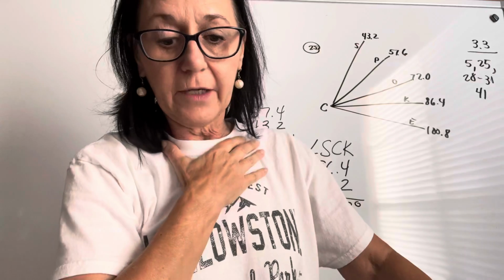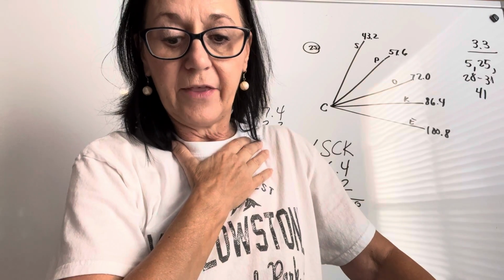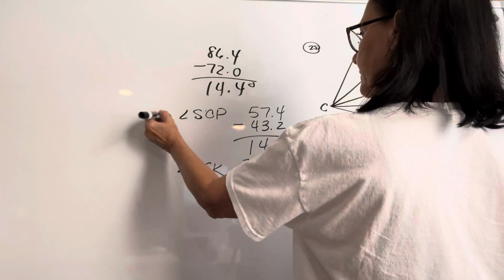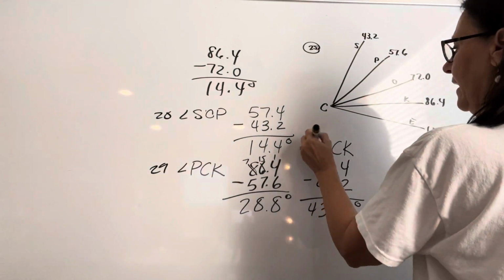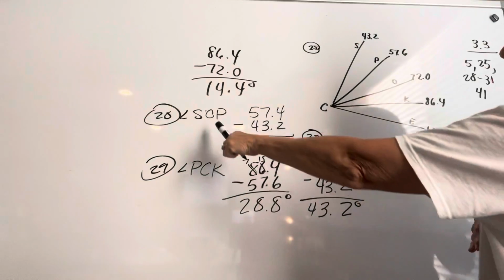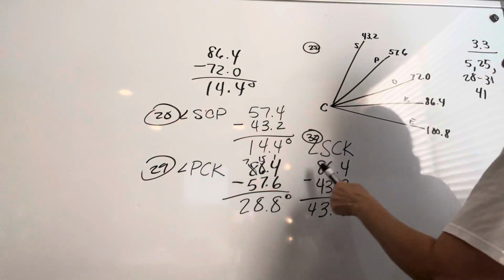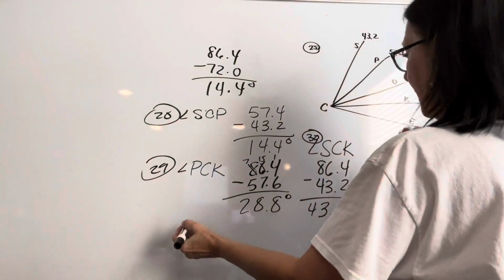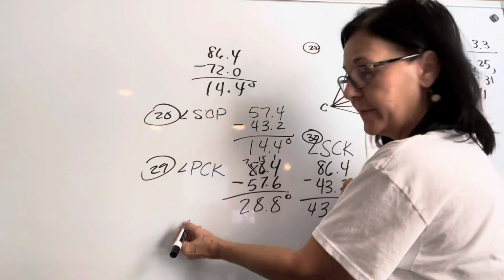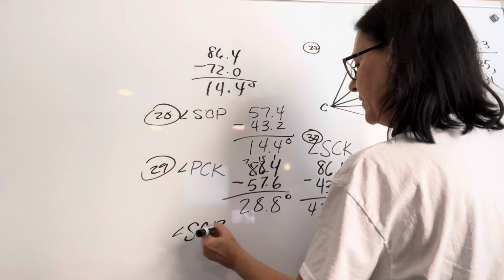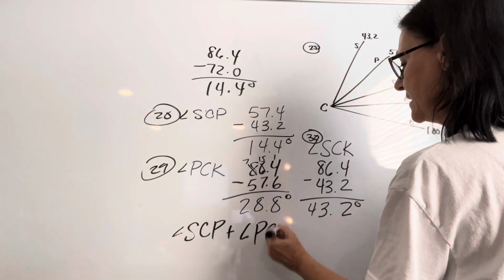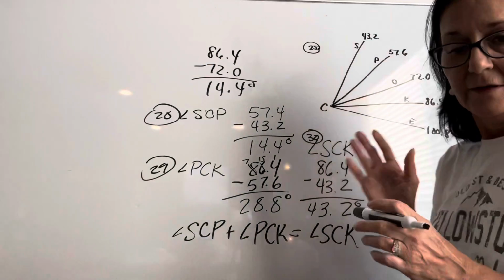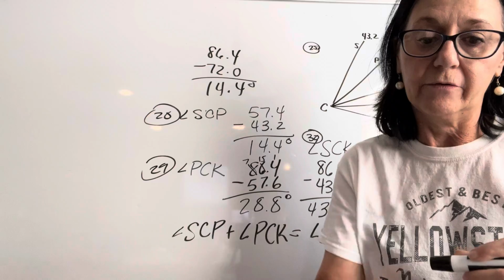31 says, write an equation relating the measures of these 3 angles. So from 28, 29, and 30, it looks to me that SCP plus PCK equals SCK. That's the betweenness of rays theorem. So the equation would be angle SCP plus angle PCK equals angle SCK, betweenness of rays is why. We can write that.